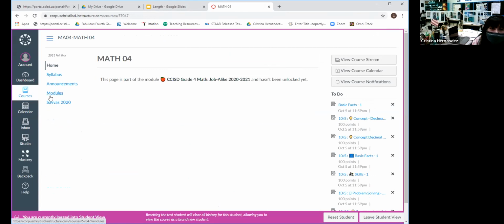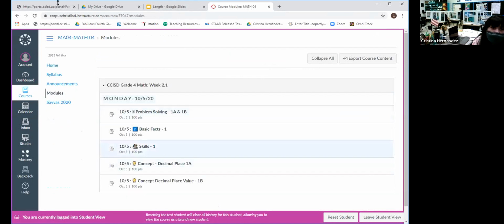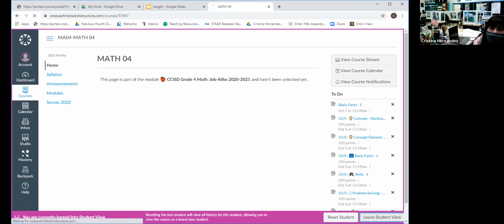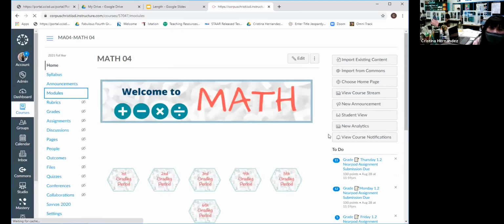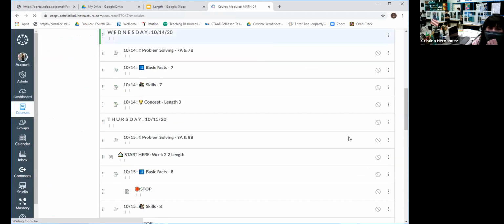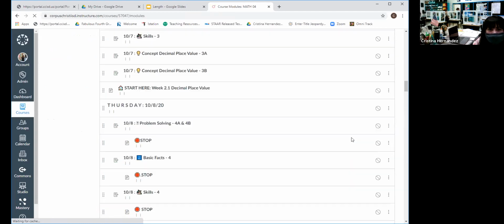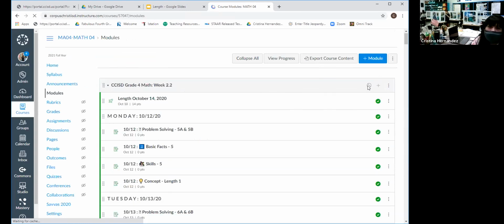Go into modules, and it should be link. Wait. Oh, I haven't published it. Hold on. That's probably why. Let me leave student view. Yeah, I thought you did, so I had to refresh it, but then it's the same thing. Hold on. This is still math. Yeah, you're gonna need your journal too. I haven't published it because I didn't want to use it because some of this basic fact stuff doesn't work.